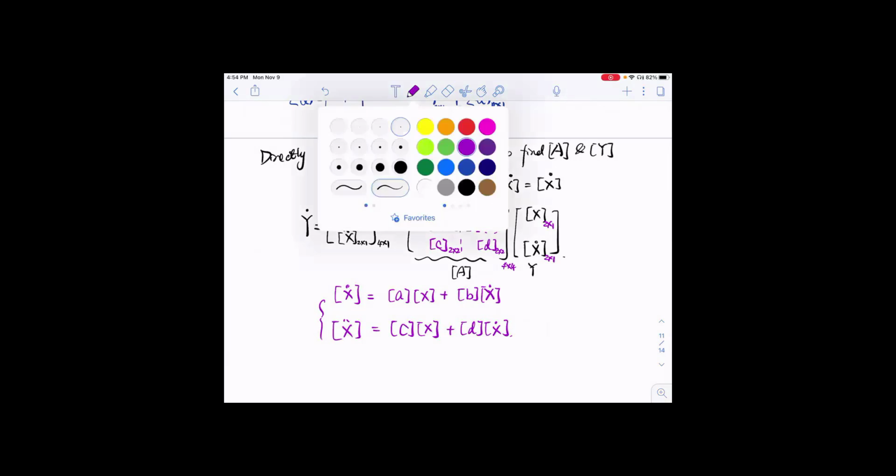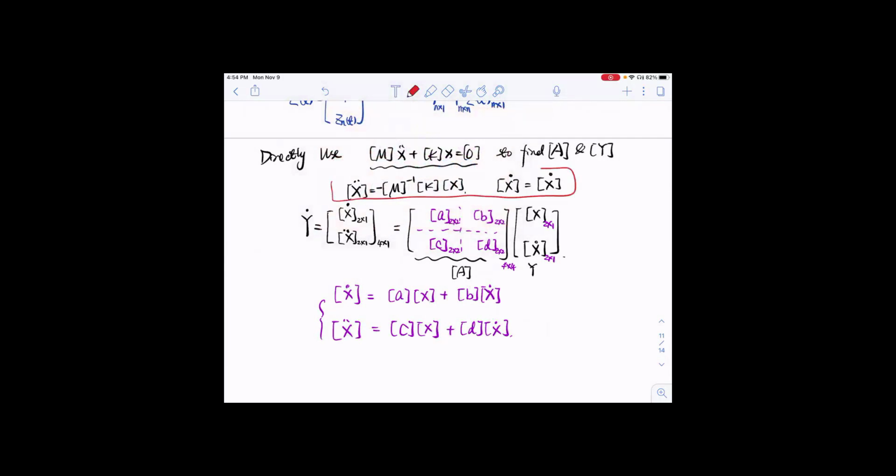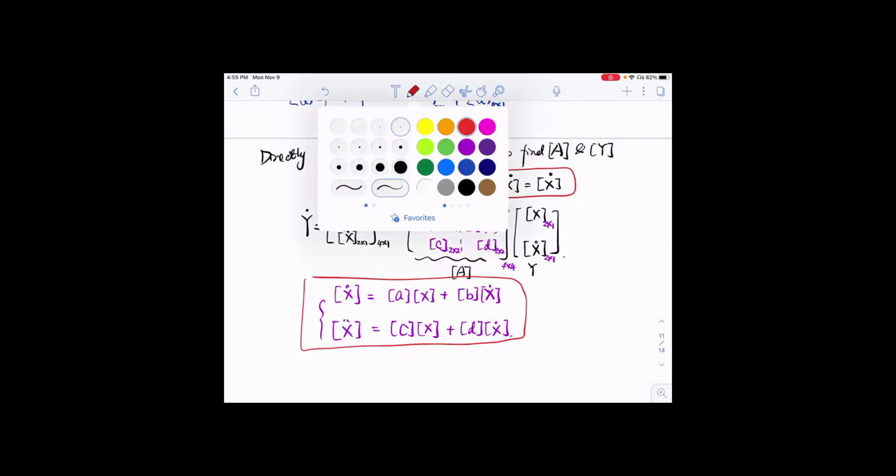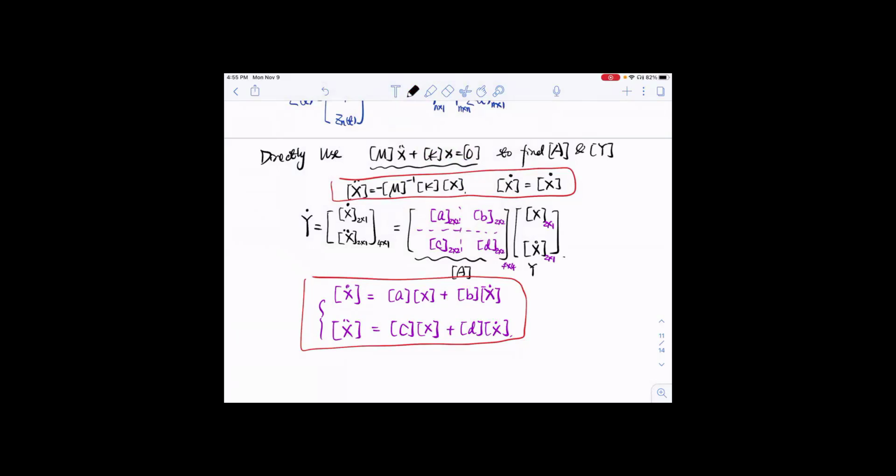Then from the original two equations, you can find your A, B, C, and D matrices. You just compare the terms. Like here, x dot equals x dot, so that means here you should get a 0. That's why your A should be a 2 by 2 zero matrix, and your B should be a 2 by 2 identity matrix. If you compare here, your C should be minus M inverse K, and your D is again a 2 by 2 zero matrix.